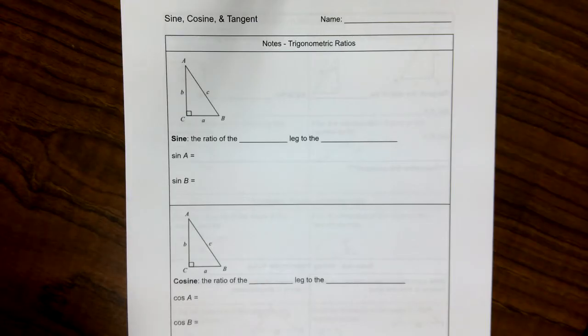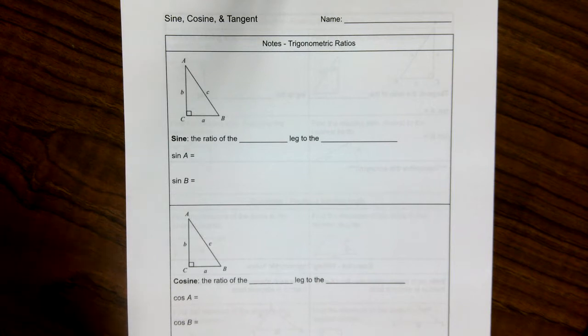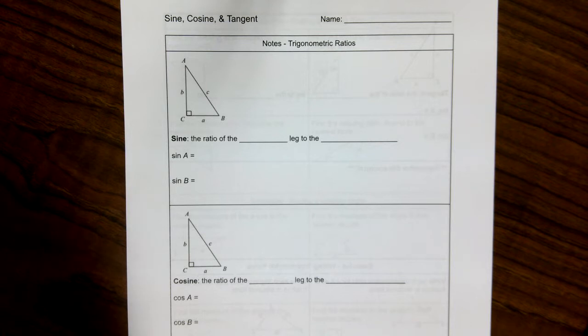All right, y'all. So we've taken our quiz over, or we should have at this point, over Pythagorean theorem and special right triangles. Now we're going to get into the other side of right triangles, which is called trigonometry. Okay?